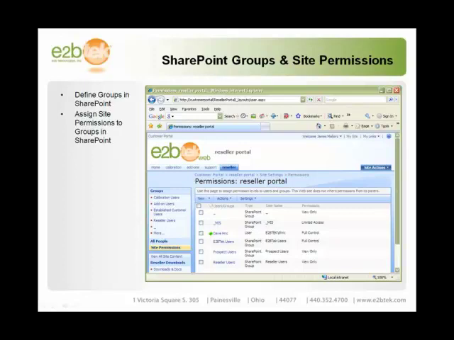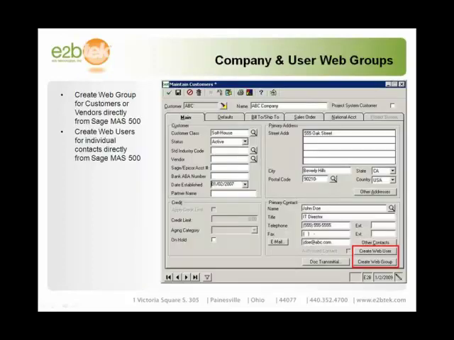From within MAS 500, we've created 2 new buttons on the customer maintenance screen. This will be also available on the vendor maintenance screen as well. The Create Web Group will create a new web group in SharePoint for the specified customer account. So in this case, we're creating a new web group for ABC Company. And then Create Web User will create a new web user assigned to that new web group for each of the contacts that you so choose from within maintained customers or vendors.